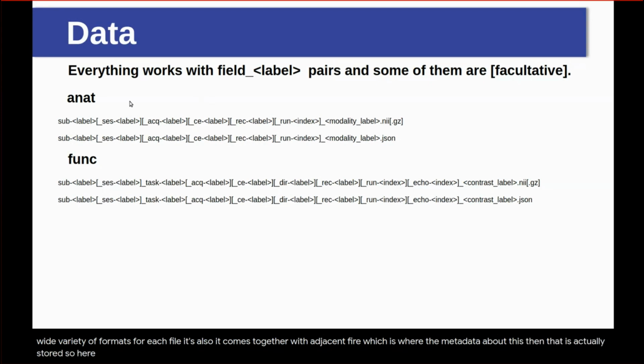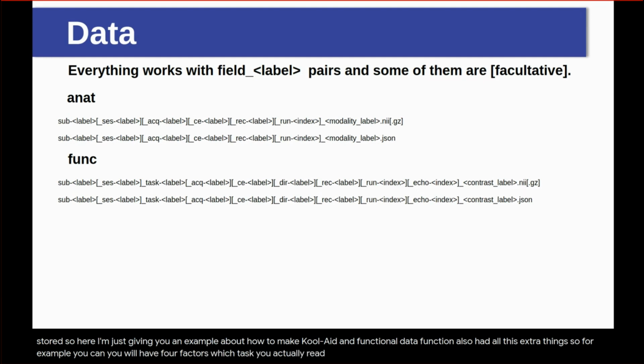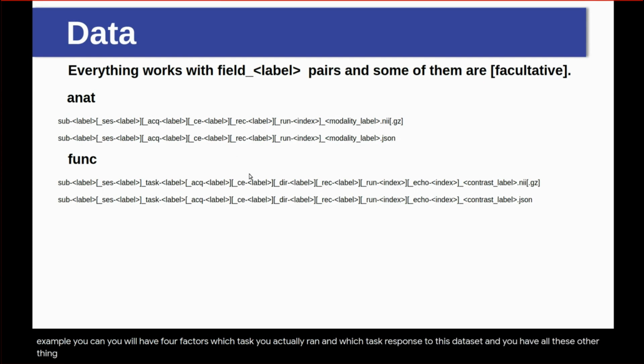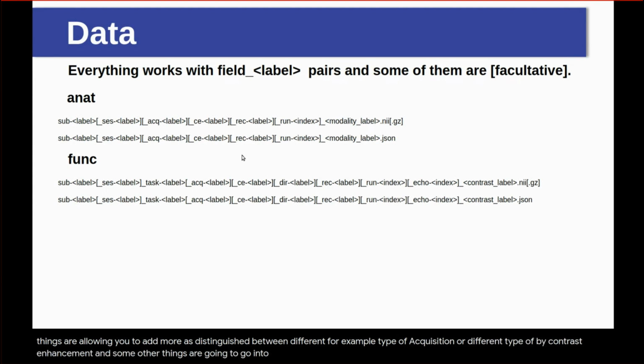Here I'm just giving you an example about anatomical data and functional data. And functional also has all these extra things. For example, for functional data you will have to specify which task you actually ran and which task corresponds to this data set. And you have all these other fields that allow you to distinguish between, for example, different types of acquisition or different types of contrast enhancement and some other things. I'm not going to go too much into the details because it can get very confusing.